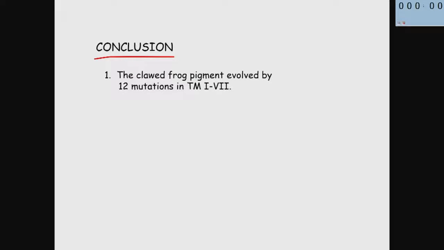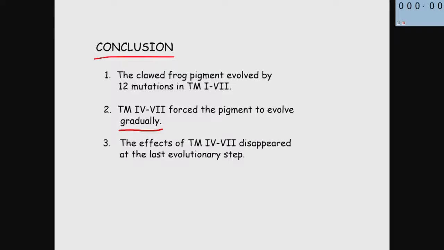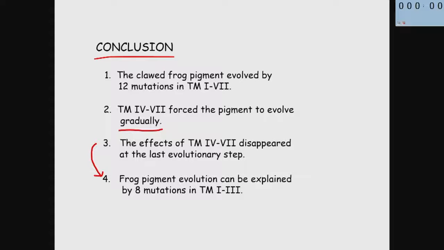So here's my conclusion. First, the actual evolution of frog pigment occurred by 12 mutations throughout the pigment molecule. Let's see. A very strange thing is that transmembrane 4 to 7, well, this is not strange, forces the system to work or evolve slowly. And the effect of transmembrane 4 to 7 disappeared at the last evolutionary step. This is very strange to me. And if you saw the chimera experiment between transmembrane 1 to 3 exchanges, we can explain frog pigment evolution by 8 mutations in transmembrane 1 to 3. Right? That's all. I presented the hardcore mutagenesis evidence that we can explain, but actually evolution happened with 12.